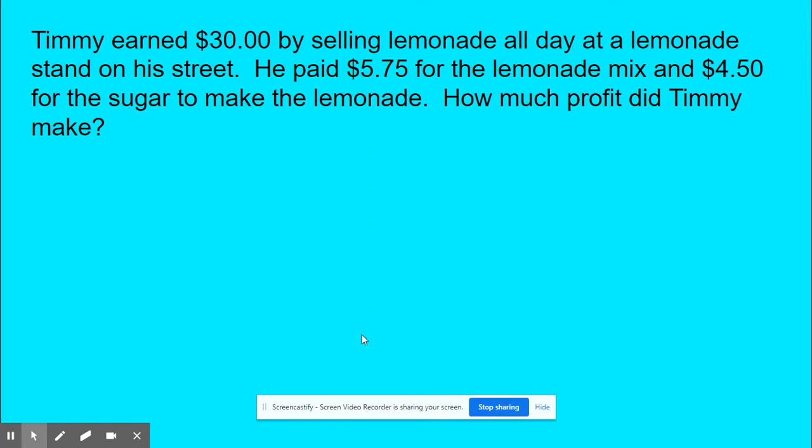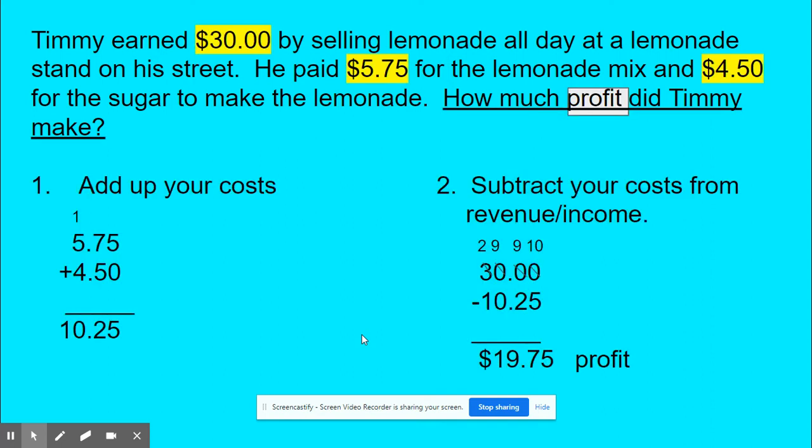It says Timmy earned $30 by selling lemonade all day at a lemonade stand on a street. He paid $5.75 for the lemonade mix and $4.50 for the sugar to make the lemonade. How much profit did Timmy make? So let's use our strategies. I went ahead and I highlighted all my numbers. I underlined the question, how much profit did Timmy make? I boxed my clue words. Profit means to subtract. Again, is subtracting the only thing I'm going to do? No, but I know one of my steps is going to be subtract.